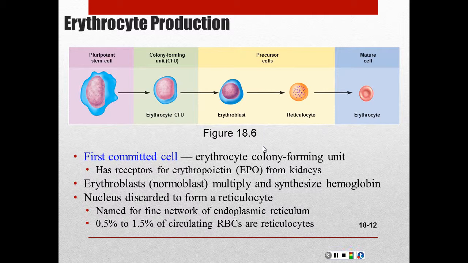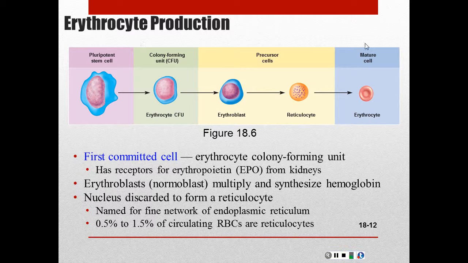Now, when this task is completed, the nucleus shrivels and is discarded from the cell, which is now called a reticulocyte. It contains a temporary network of ribosome clusters. Now the reticulocytes leave the bone marrow, and in a day or two, the last of the ribosome clusters disintegrate, and the cell is a mature erythrocyte.